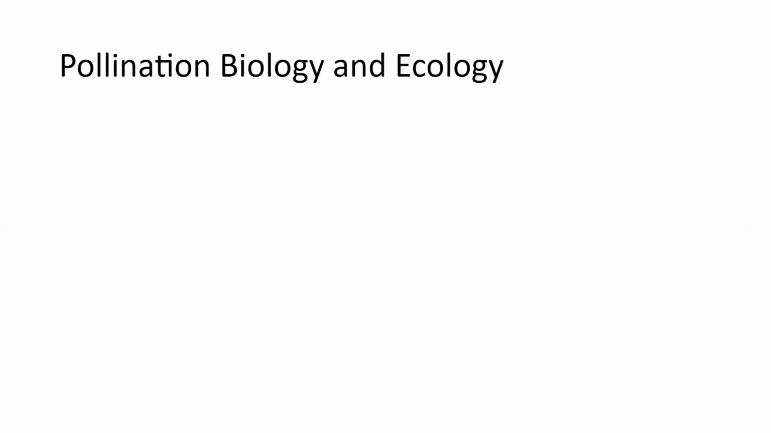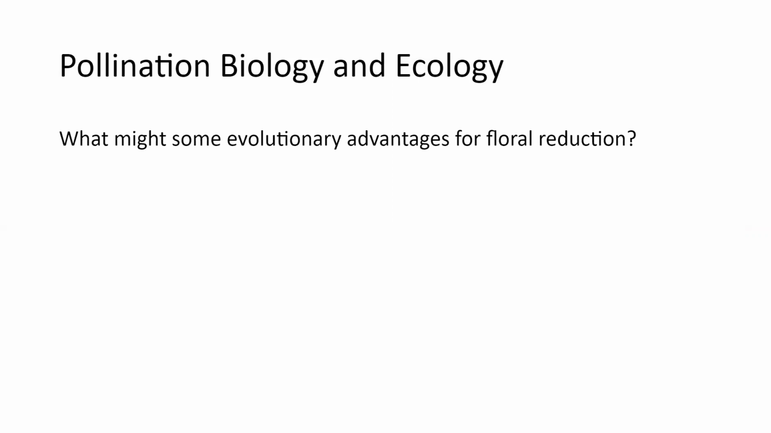So let's shift gears a little bit and talk about pollination biology and ecology. So we just already talked a little bit about these evolutionary advantages for floral reduction. Why would you not want to have all 4 of your parts for flowers, right? So here's a really important one. If you have the male and female parts in the same flower, you risk selfing, right? So this is self-pollination, right?